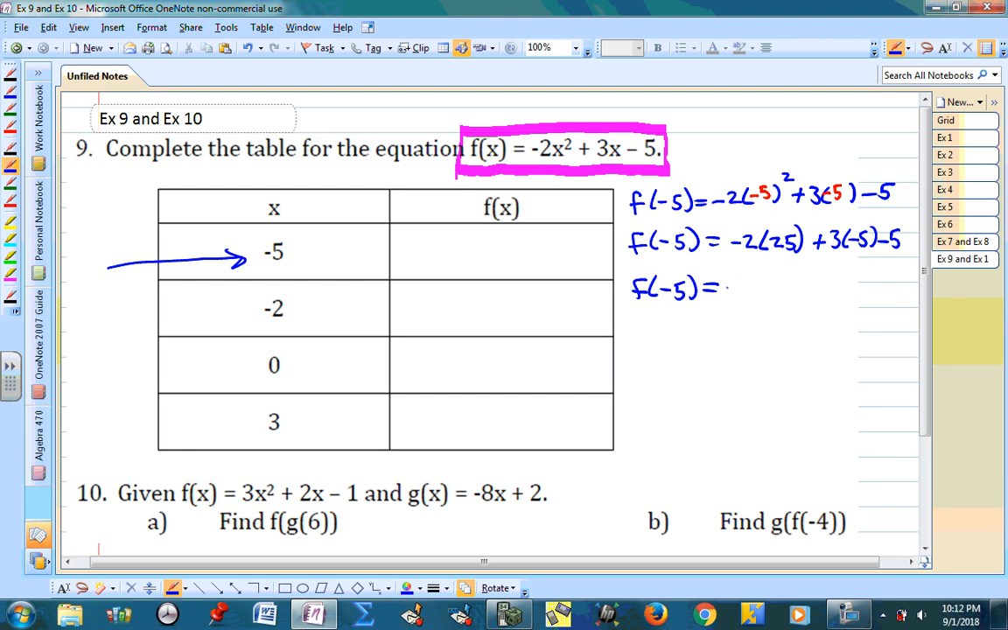So negative 2 times 25 is negative 50. 3 times negative 5 is negative 15 minus 5. And now we'll do the subtraction. Negative 50 minus 15 is negative 65. Negative 65 minus 5 is negative 70. That means when x is negative 5, f of x is negative 70.